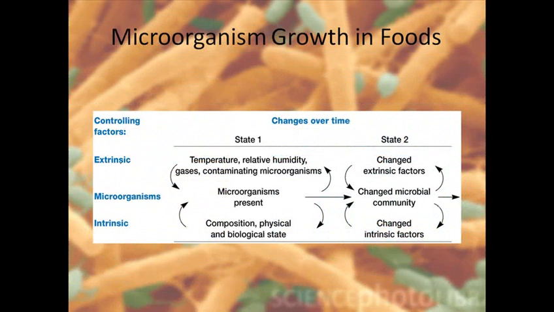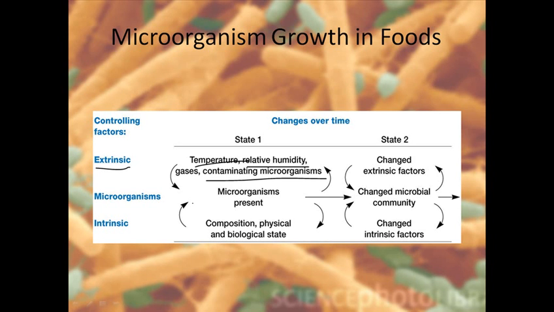Now let's talk about microorganism growth in food. What are the factors that govern the growth of microorganisms in food? We have talked about all these factors. They are called intrinsic factors and extrinsic factors. Extrinsic factors come from outside the food, not from inside it. For example, temperature, relative humidity, and contaminating microorganisms all come from outside the food. These are the extrinsic factors which control microbial growth.